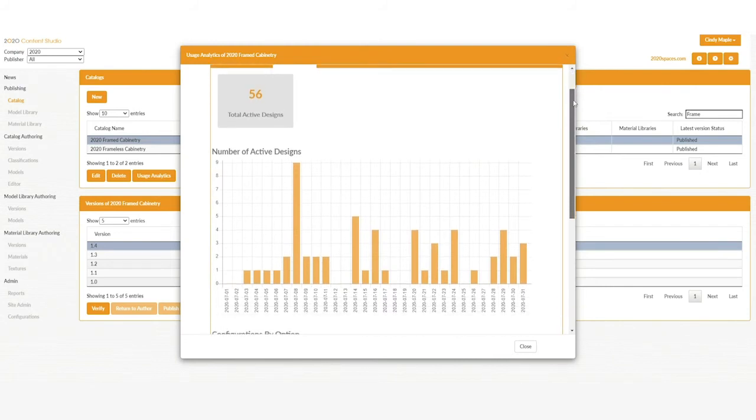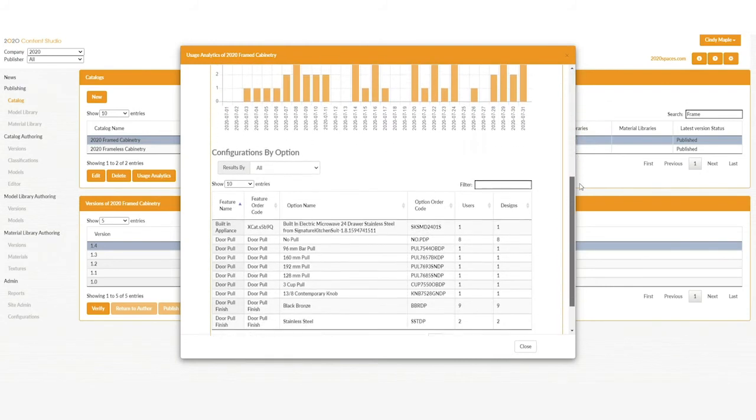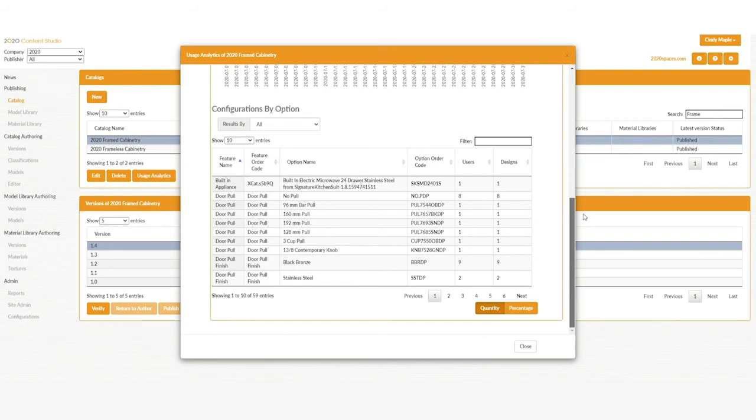Finally, publishers can see the total number of designs that contain a specific product and the number of designs that are actively using that product each day or week. Publishers can also see what feature and option combinations are popular with their products and the number of users who have chosen those feature and option combinations out of all features and options chosen.